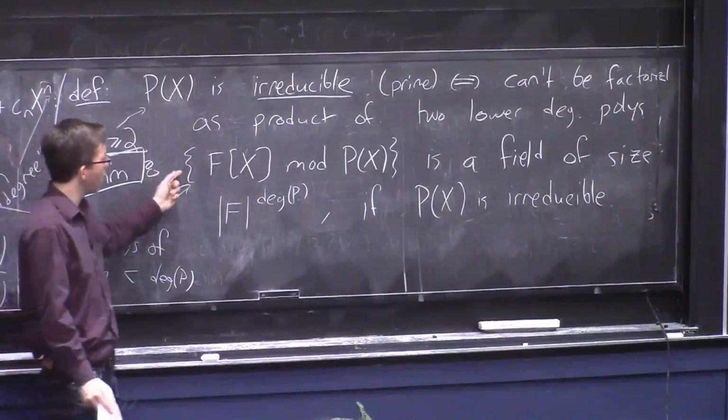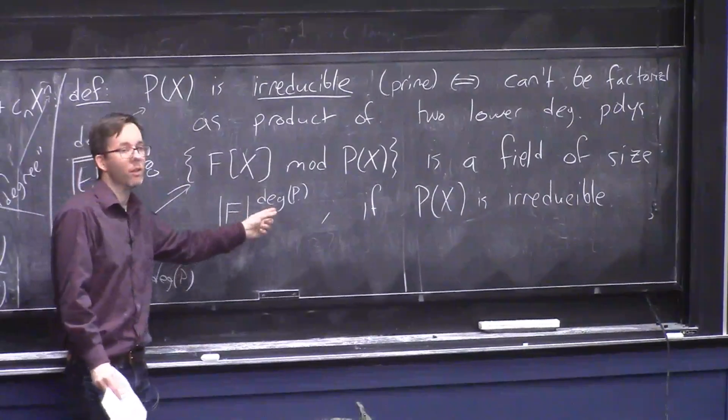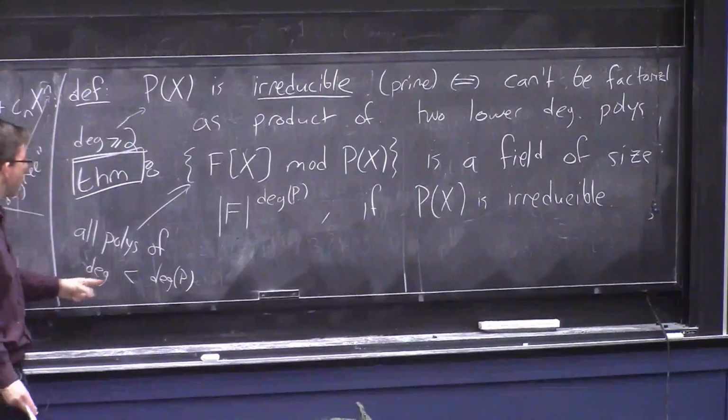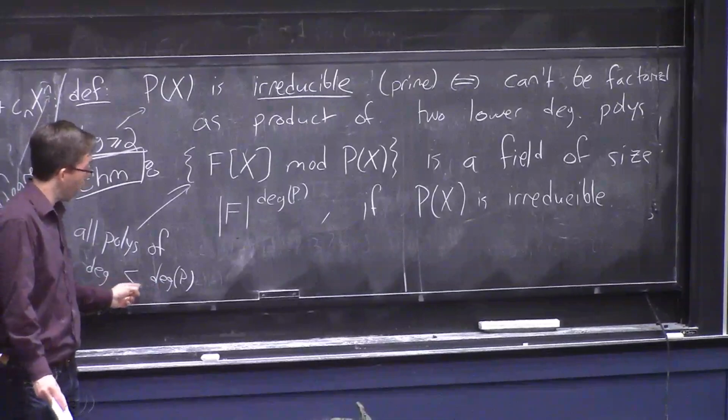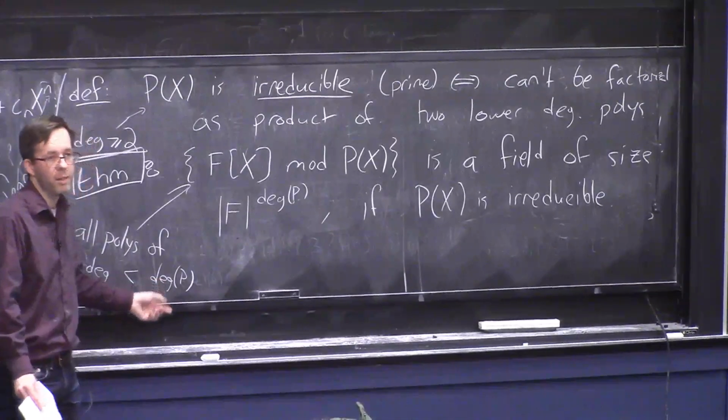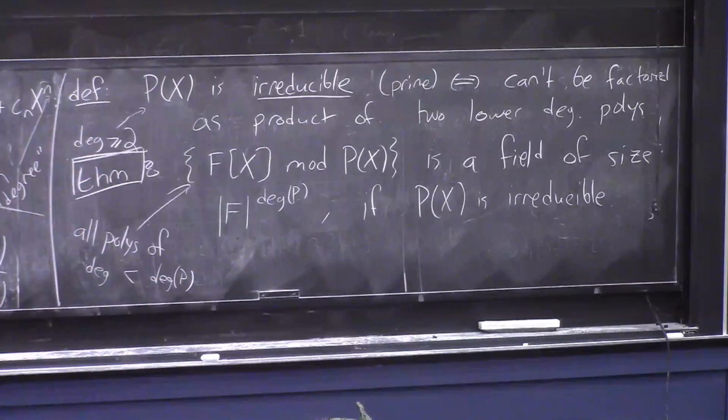And that's why the number of elements in this set is size of f to the degree of p, right? Because that's the number of polynomials. That's the number of ways of choosing coefficients for each possible power of the indeterminate x up to degree p minus 1.